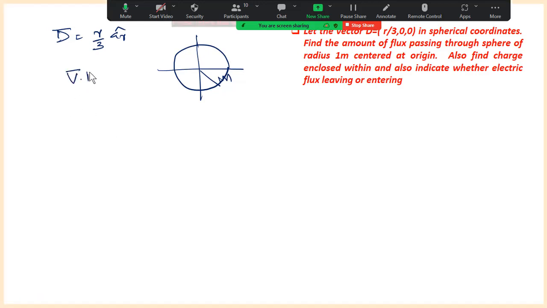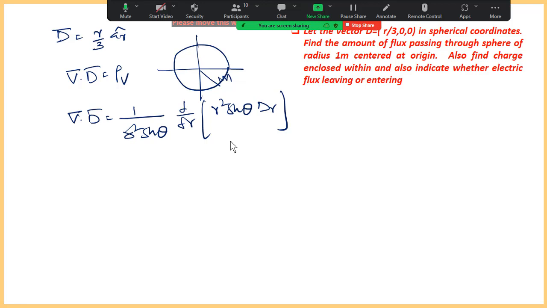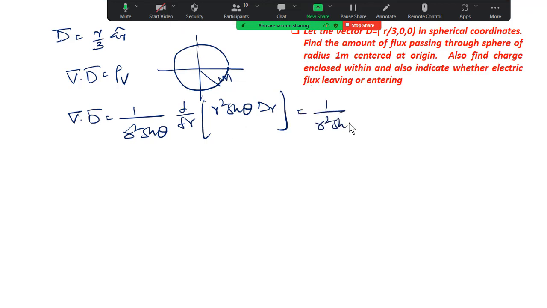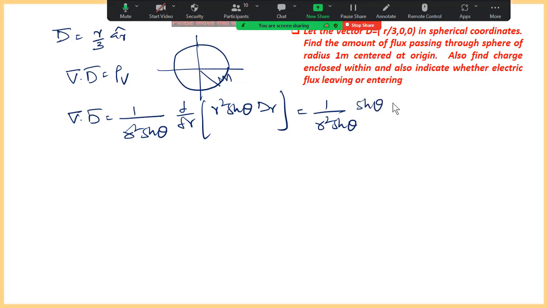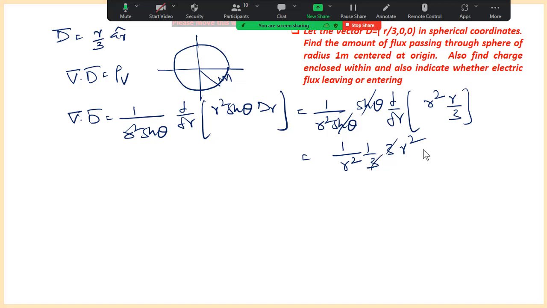So simply you calculate ∇·D̄ first, that is equal to ρv. Then you can understand how much charge is there. Already, in the previous problem, we have taken the formula, that is 1/(r² sin θ) ∂/∂r, here r² sin θ, here D_r. This is what we have to apply. Anyway, here also D̄ has only the radial direction. So we can write 1/(r² sin θ), and this sin θ we can take outside, so ∂/∂r, but we have r² and D_r is nothing but r/3. So sin θ is cancelled, so 1/r², 1/3 also comes outside, this is r³, so 3r² is the derivative of this r³. So r² cancels and we got 1. That means ∇·D̄ is equal to 1, that means ρv is equal to 1 according to Gauss law.